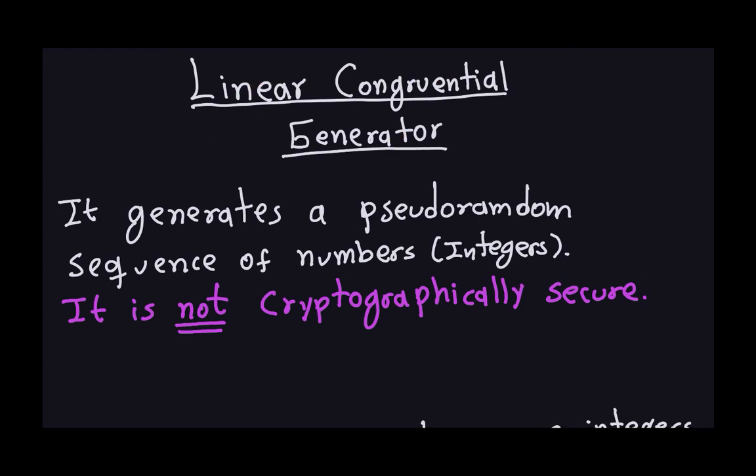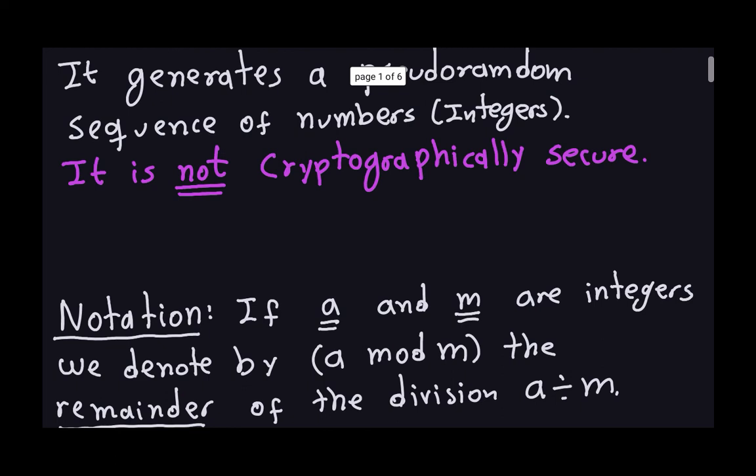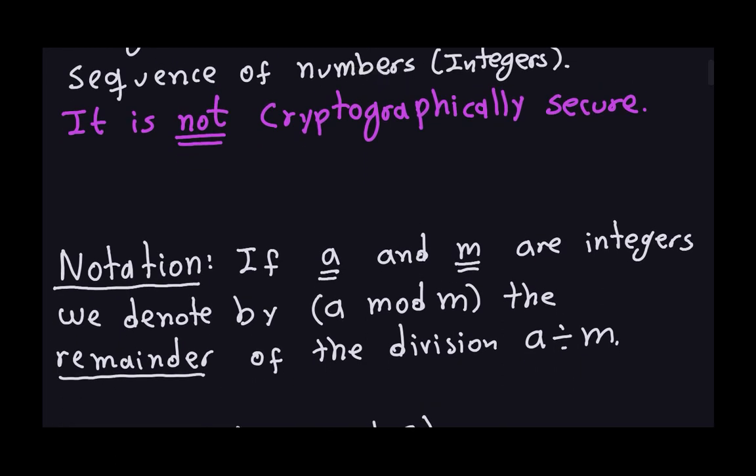So what is this linear congruential generator about? Before we do that, I have to introduce some notation. If you have two integers, they call them a and m, any two integers, we're going to denote by this here, a mod m. You're going to read it like that, a mod m. That's going to be the remainder when you take the number a and divide it by m.